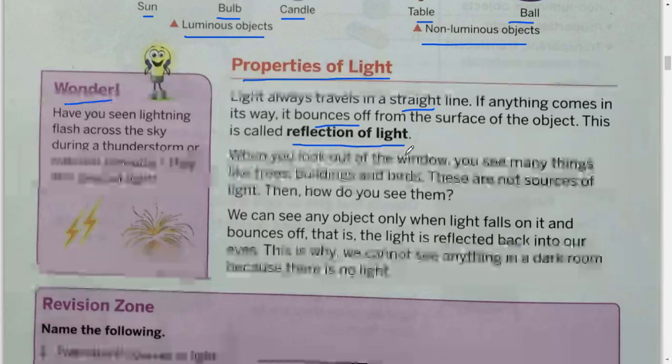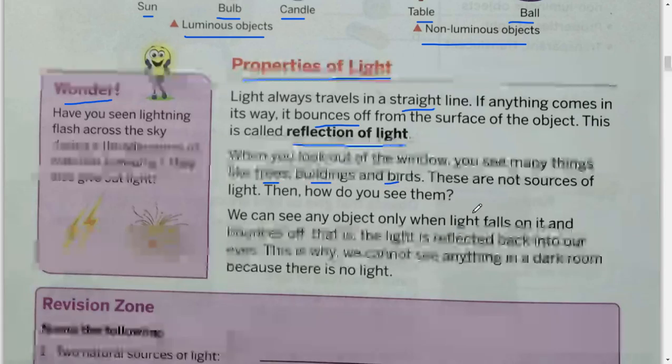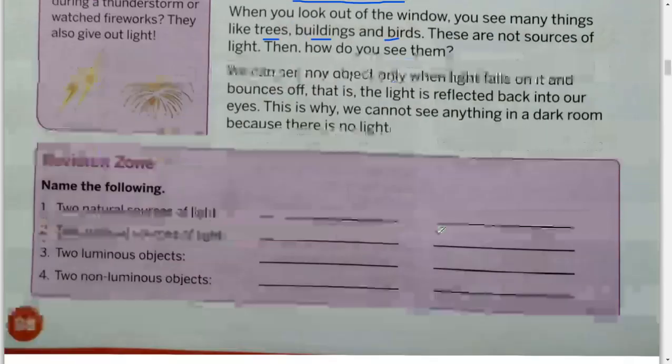When you look out of the window, you see many things like trees, buildings, and birds. These are not sources of light. Then how do you see them? We can see any object only when light falls on it and bounces off. That is, the light is reflected back into our eyes. This is why we cannot see anything in a dark room, because there is no light.